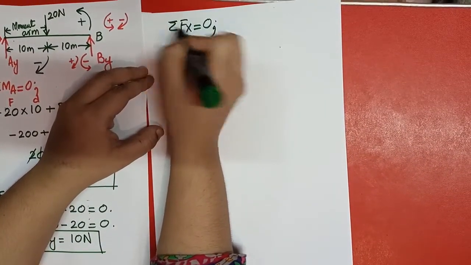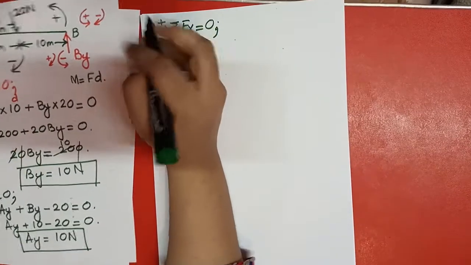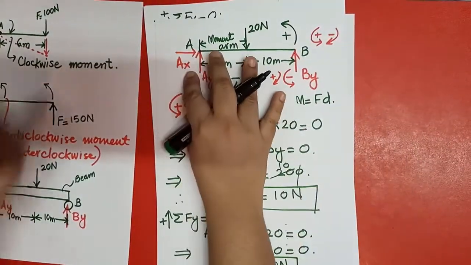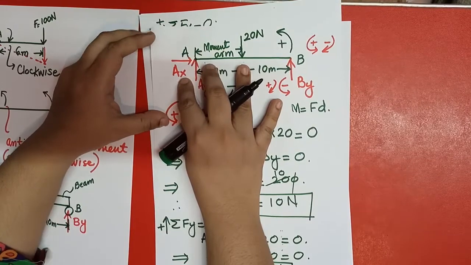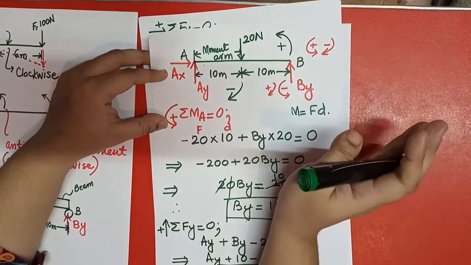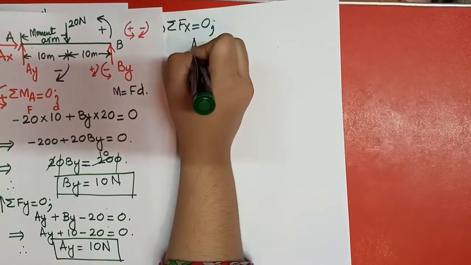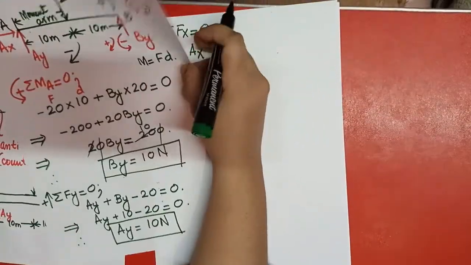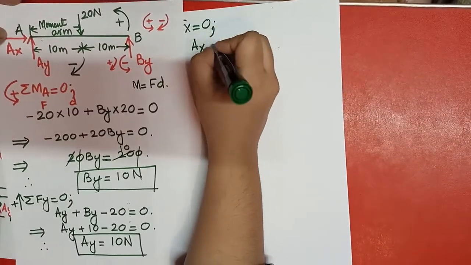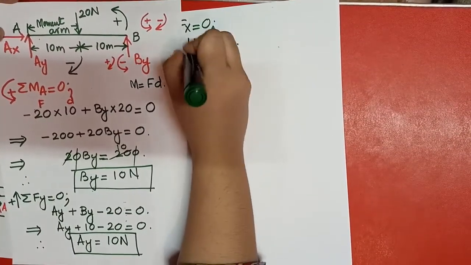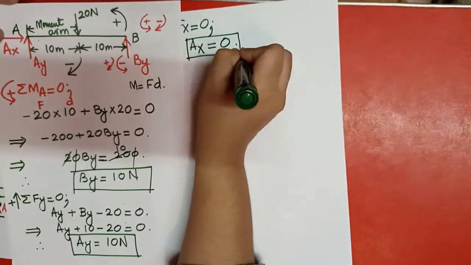When I sum up horizontal forces here, there is only one horizontal force. You can see there is only Ax, and that is on the right hand side. If it is in the right hand direction, it should be positive. So I can write Ax, and there is no other horizontal force. So Ax is equal to 0. It will become Ax equals 0.